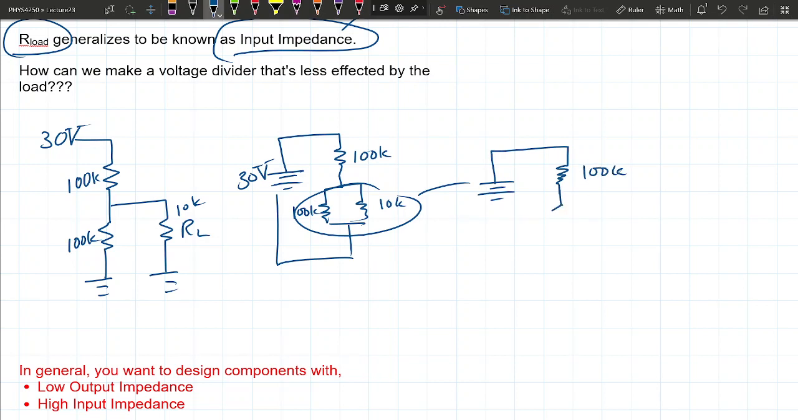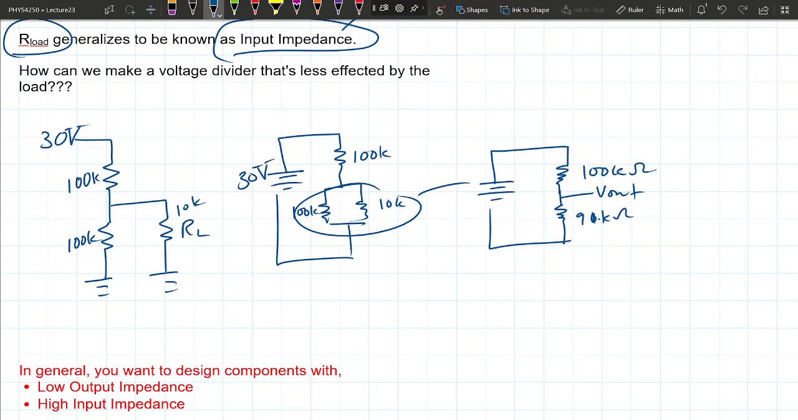Anyone got an answer? Got it? No? It's 1 over 100 plus 1 over 10, all in reciprocal. What's the number? 100 divided by 11? Okay. So 900 divided by 10 is 90.9, right? So 91K.